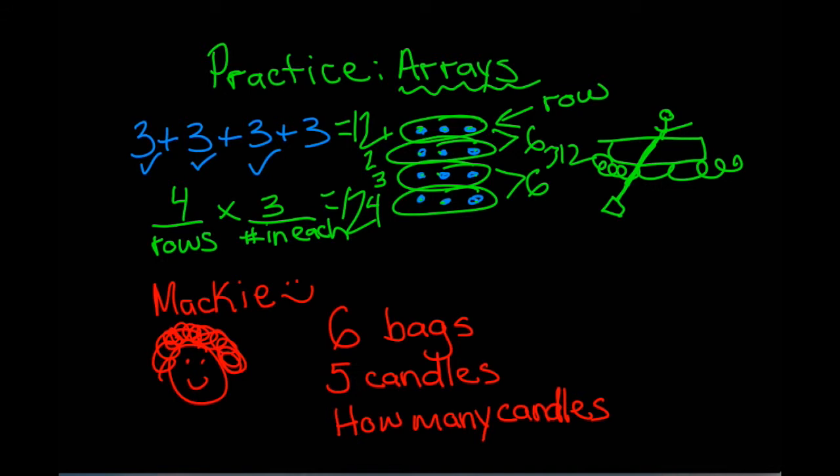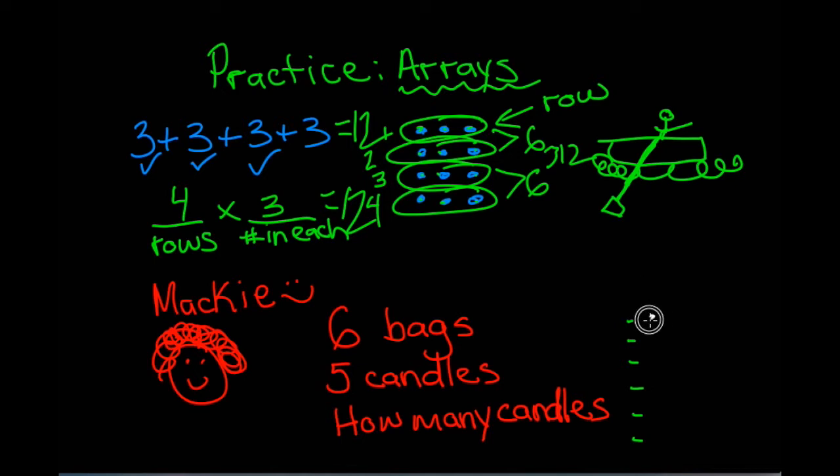All right, so here we are. So we've got 6 bags. So I could draw pictures, but I want to use an array. So let's use an array. So we've got 6 bags. So I'm going to kind of just put a mark here. 1, 2, 3, 4, 5, 6. Okay, so that's the 6 bags. And then how many are in each bag? Well, it says 5 candles in each bag. So let's draw those 5 candles.